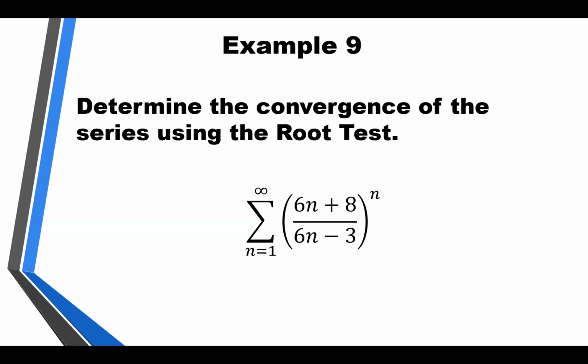Let's take a look at one more example on the root test, where we have this form of ratio raised to an nth power summed up from, let's say, 1 to infinity. Here we have the infinite series (6n plus 8) divided by (6n minus 3), all raised to the nth power, summed up from n equals 1 to infinity.